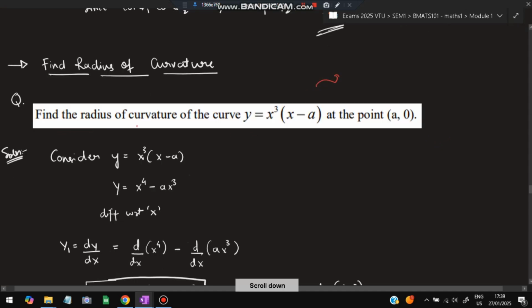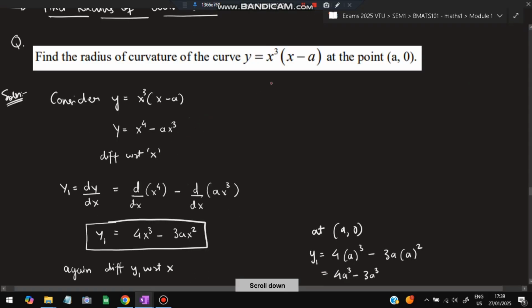Find the radius of curvature of the curve y = x³(x - a) at the point (a, 0). The first step is to find the radius of curvature for this. The point is also given, so while finding the radius, we'll be substituting the point as well. I'll repeat, while finding the radius, we'll be substituting the point as well. Okay, let's have a look.